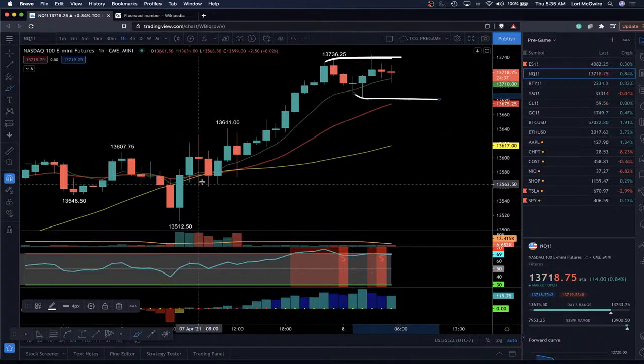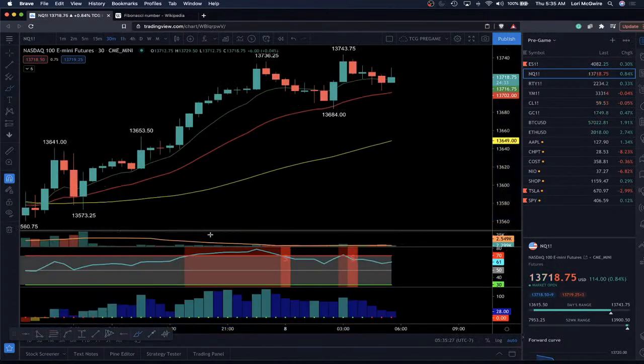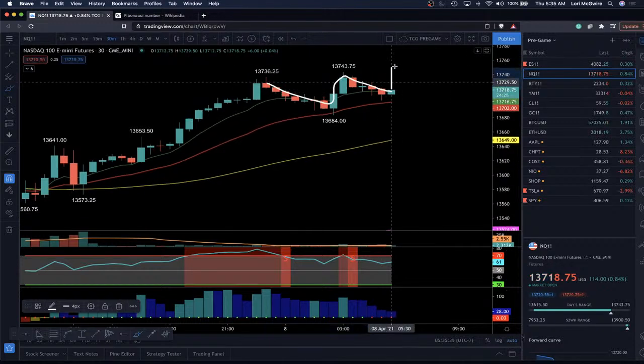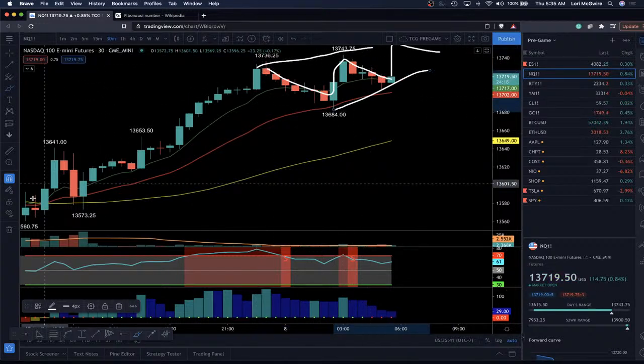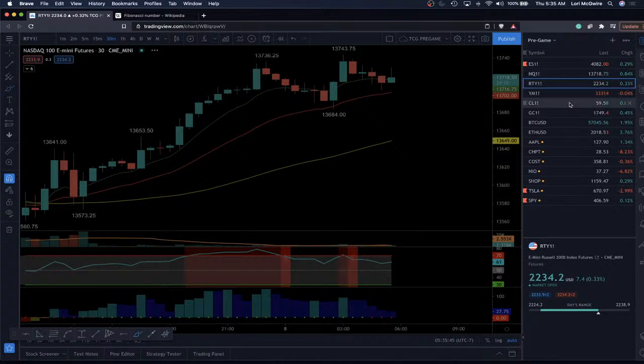13,684. We are holding that 8 EMA on the hourly trend trade. On the 30-minute, we're holding the 8 and 21. So we may end up getting some type of wedge action. If we get another higher high without a lot of follow through, we could look for a potential rising wedge. Right now, price action is very, very constructive.